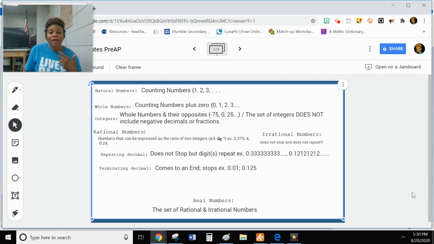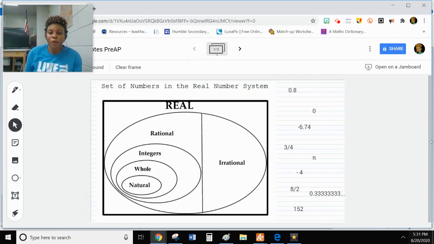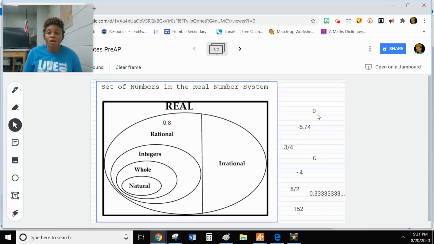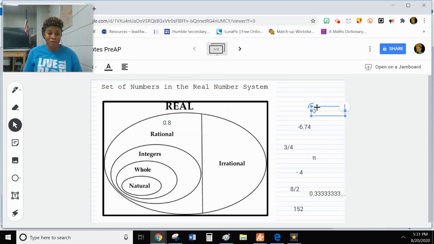So let's take a second and let's classify some numbers. If I had 8/10, can I count 8/10 of a finger? No, it's not a whole number. It's not an integer because it's not whole. So this would be classified as rational only. What about 0? When I'm a little kid, do I understand the concept of 0? No. When I get to school, I understand the concept of 0. So 0 is a whole number.